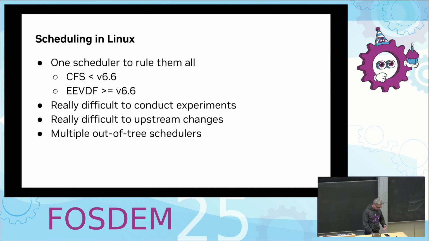So sometimes it's really difficult to upstream scheduling changes because you need to convince everyone that this is the best for everyone. You know, it needs to run on HPC systems, on this phone, on this laptop, servers, gaming platforms, whatever. And in addition to that, it's also difficult to conduct experiments.